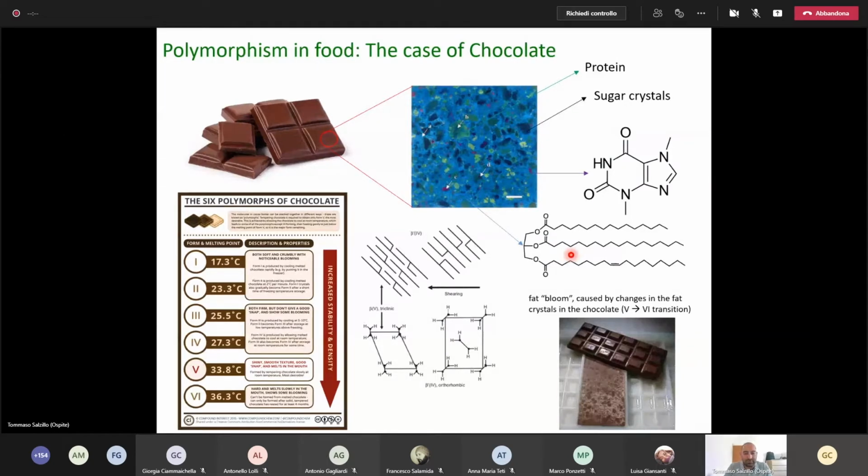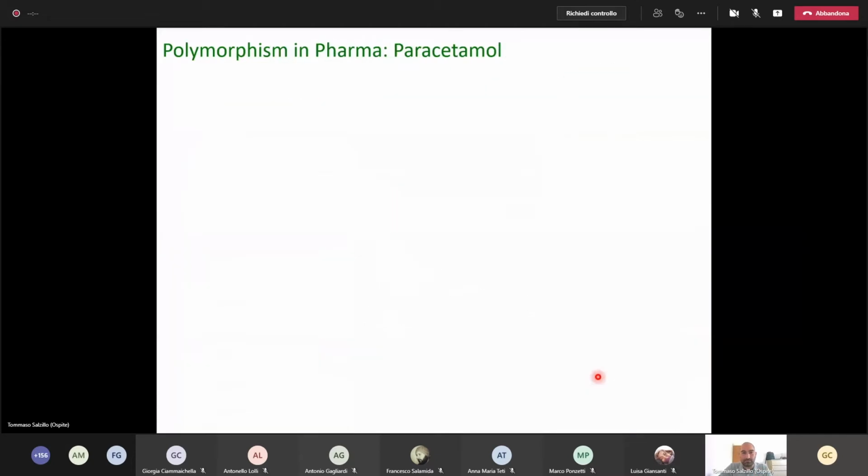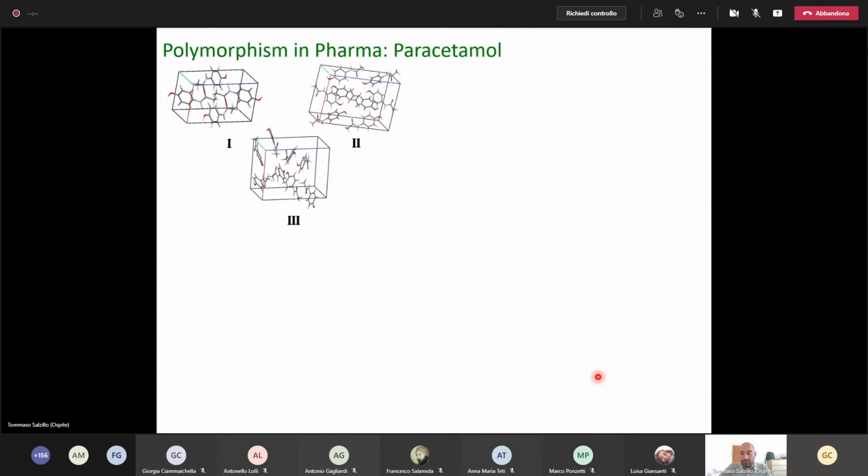Indeed, it's usual to leave chocolate close to a hot surface, or even the common mistake is leaving chocolate in the car during summer. And so what we observe is the formation of this white material on the surface. This is called the blooming of chocolate, and is due to the phase transition from form 5 to form 6. And the white stuff that you can see on the surface is the segregation of the elements that are dispersed in the fatty acid matrix.